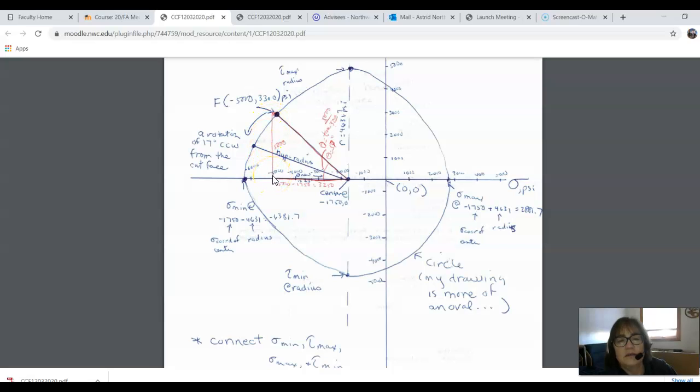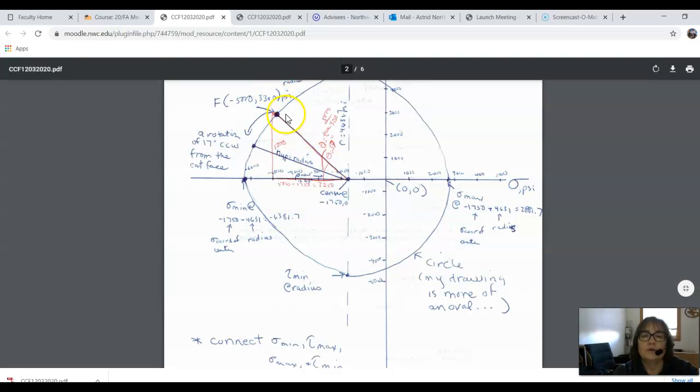This is the value of tau, and this, from here to here, would be the value of sigma, but from here to here is the center minus the value of sigma at that point. So you have the lengths of all three sides of the triangle. You can find this angle using a trigonometric function, and I found that the angle is approximately 57 degrees.